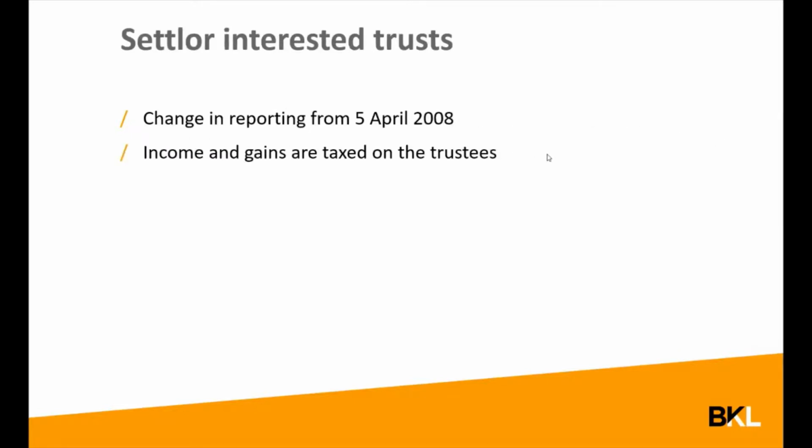What about settlor interested trusts? We do see quite a few of these still around. Yes, it's this one. Prior to 5th April 2008, the income and gains were reported directly on the settlor's tax return. And we're 12, 13 years on, and we're still seeing cases where the capital gains are being reported directly by the settlor, in which case the trustee's annual capital gains tax exemption is not being utilised.